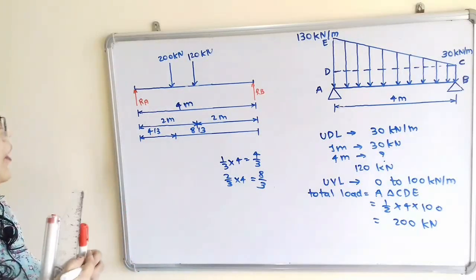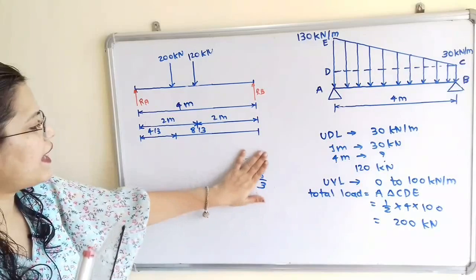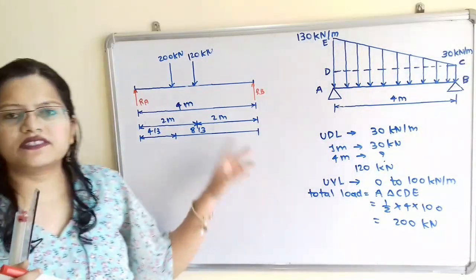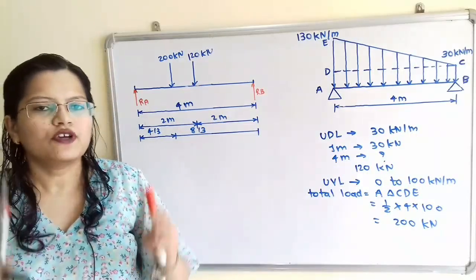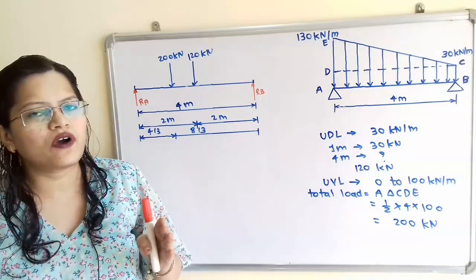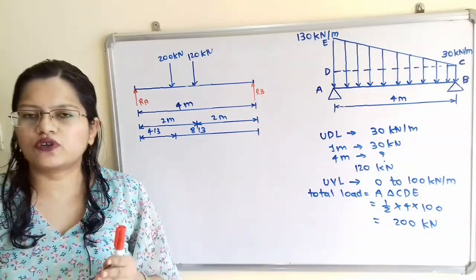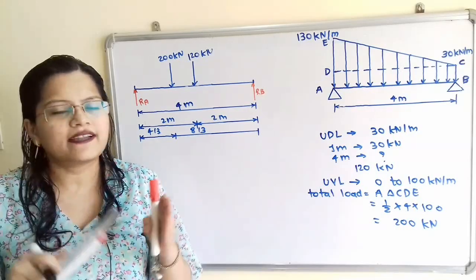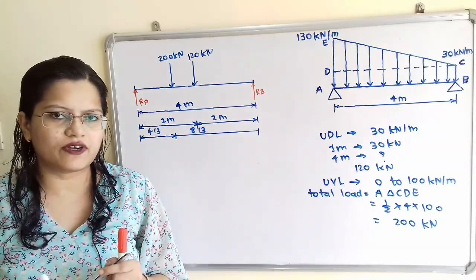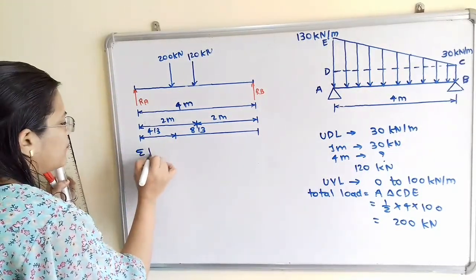Now next point, we have to find out the unknown values of RA and RB. So how to find out? For that we will consider the system is in equilibrium. So when the system is in equilibrium, then we can say that summation of all vertical forces is equal to 0, summation of all horizontal forces is equal to 0, and summation of moments of all forces about any point is equal to 0. So first we will apply summation of all vertical forces.